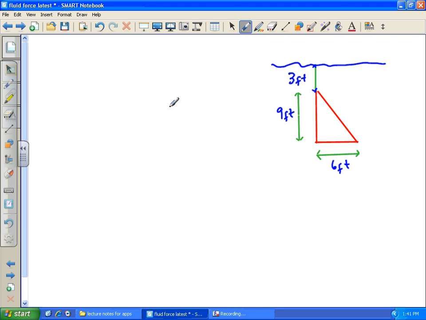Okay, so let's take a look at the solution, possibly two different ways. Let me save this because I'm going to refer to it later again.